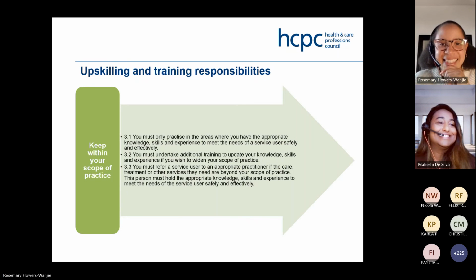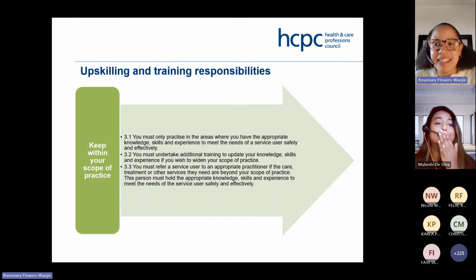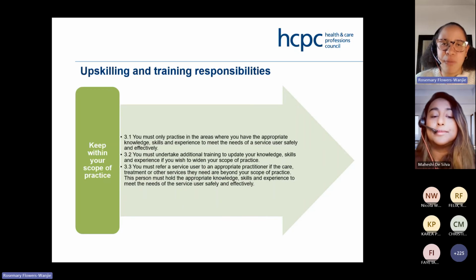So the changes that we have made regarding upskilling and training responsibilities relate to standard 3 and specifically scope of practice. The changes that we've made to Standard 3.1 make the relationship between safe and effective practice and scope of practice clearer. Originally, the standard read, you must keep within your scope of practice by only practicing in the areas you have appropriate knowledge, skills and experience for. The standard now includes specific reference to safely and effectively.